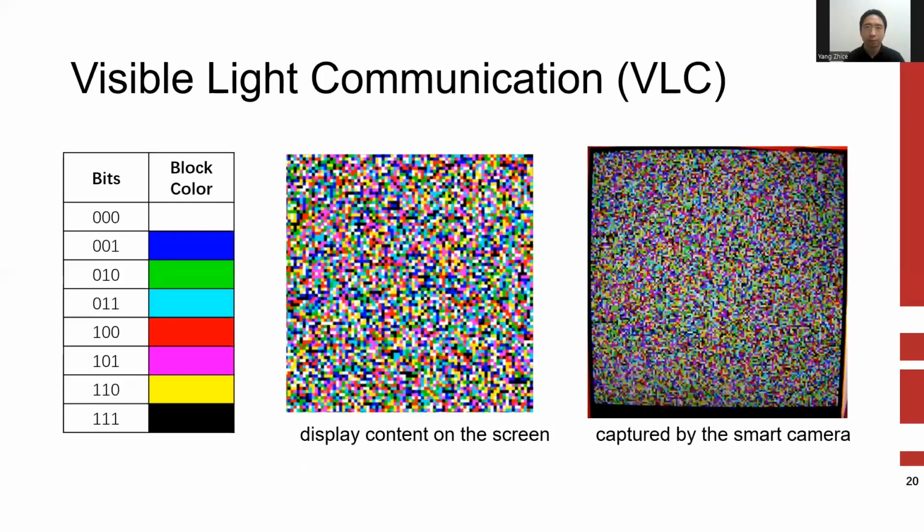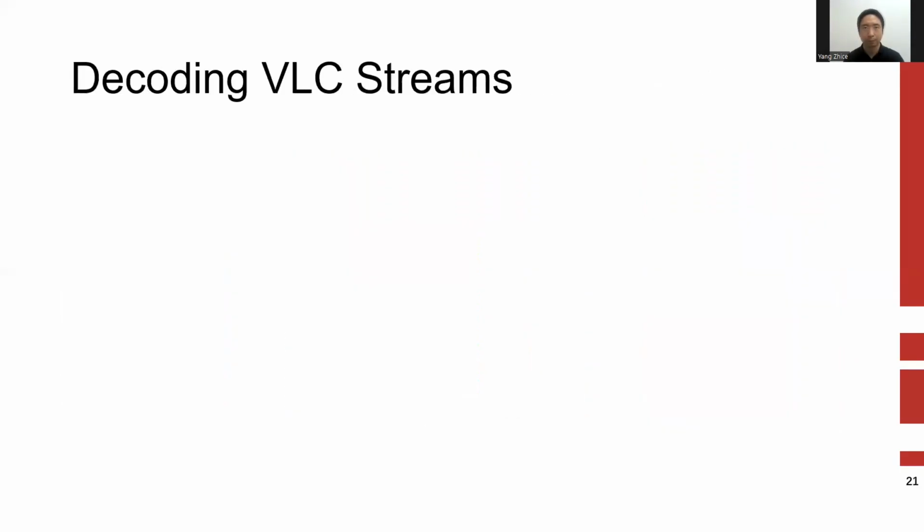At a high level, the visible light communication works like scanning a QR code stream. The VLC stream looks like a QR code, but with colored blocks. We use 8 colors rather than black and white to increase the capacity. The VLC streams are displayed on the CamShield screen and captured by the smart camera. Through decoding the captured VLC streams, the loaded video stream can be extracted.